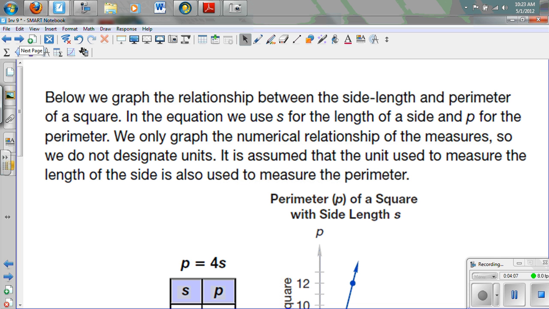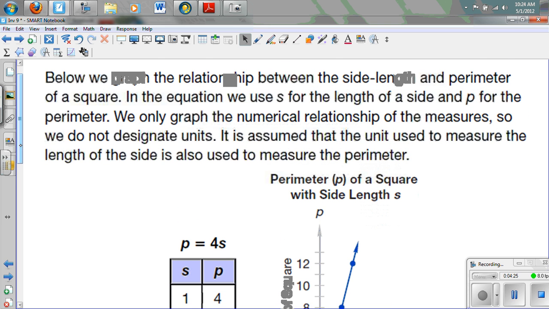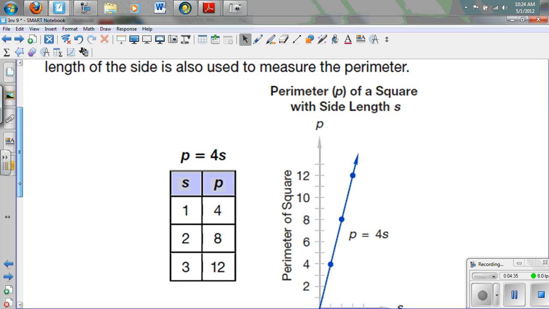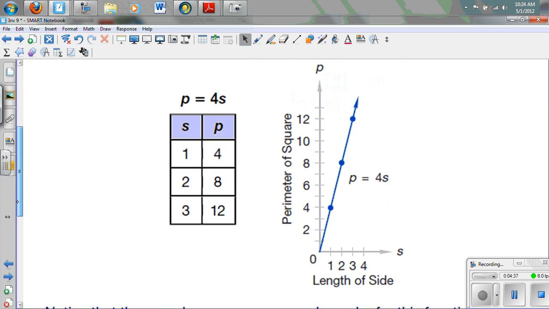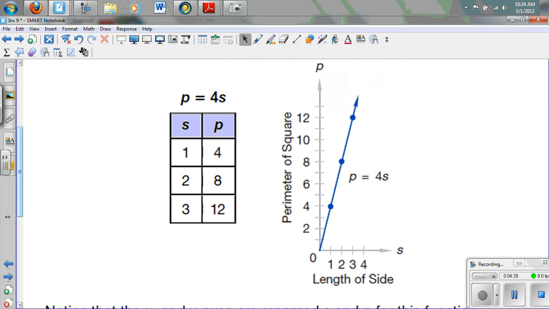We're going to talk about some special graphs today. The special graphs have a relationship that we're going to talk about, where they start, if they end or where they end, and what points they go through. Below here we have the relationship of the perimeter of a square with its side length, and we're going to look at the graph of this. Why does it have an arrow on one end but not on the other end?